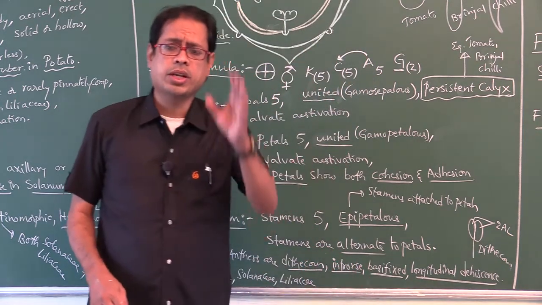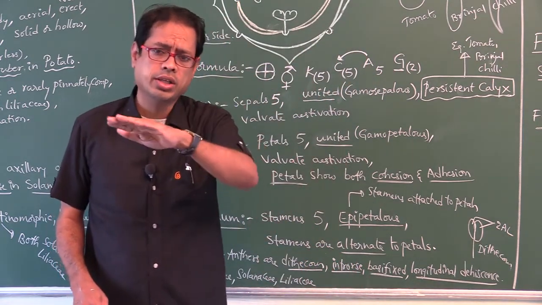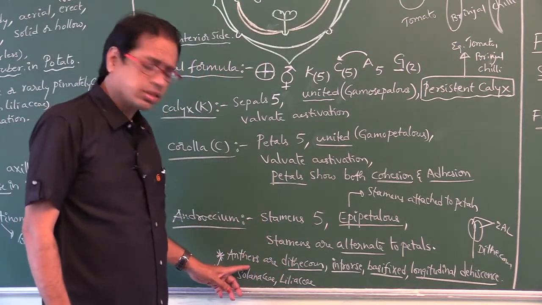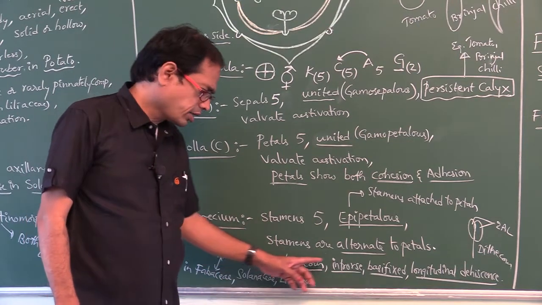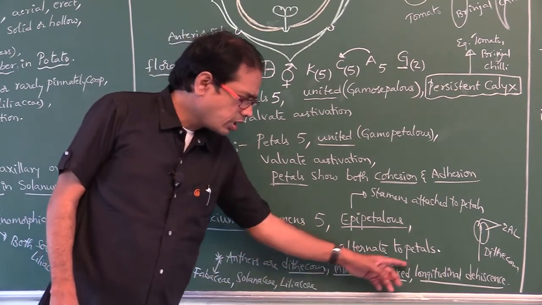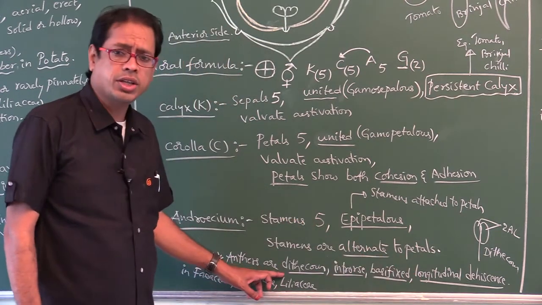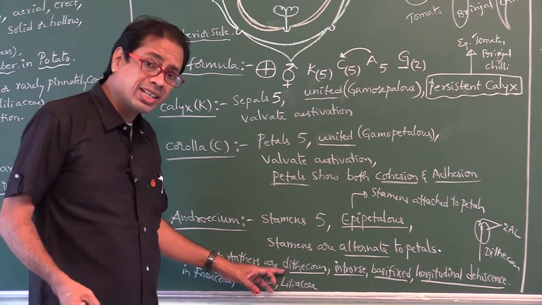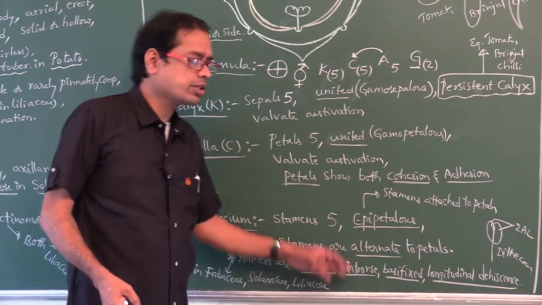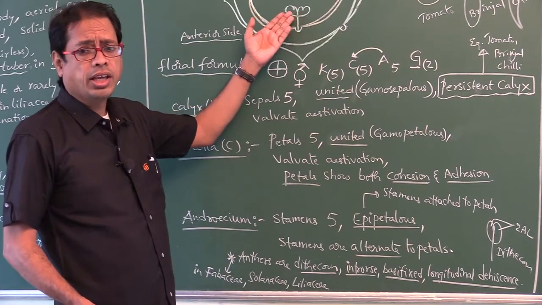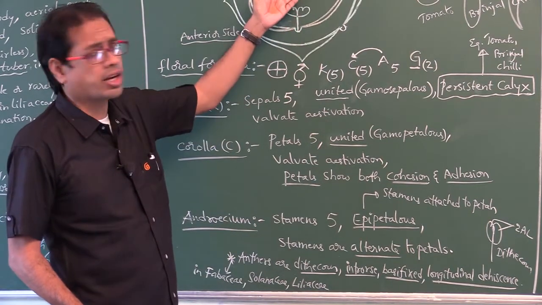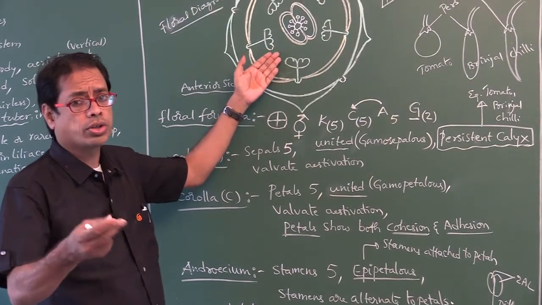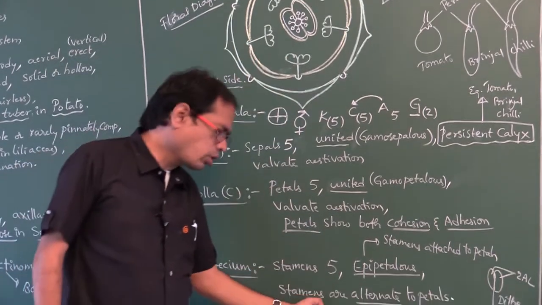In all three families, Fabaceae, Solanaceae, Liliaceae, the common point related to stamens is that anthers are dithecous, introrse, basifixed, with longitudinal dehiscence. Dithecous means each stamen contains two anther lobes. Introrse means the anthers dehisce towards the inner side of the flower, towards the gynoecium. All three families show introrse only.